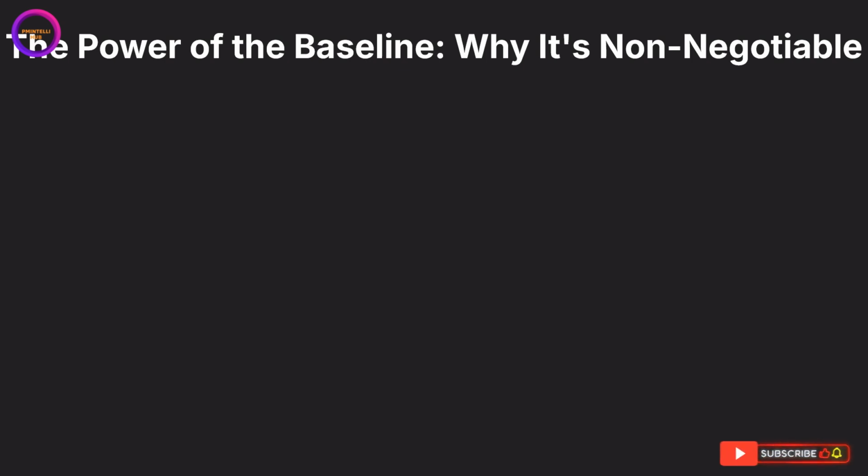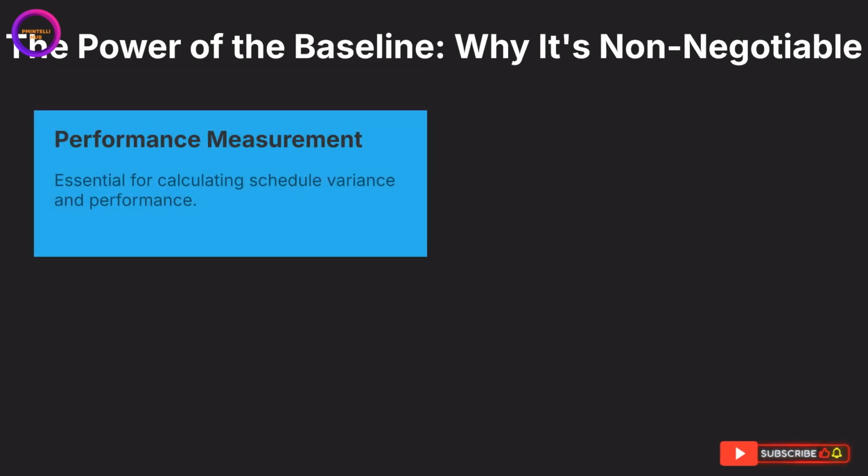First, performance measurement. This is the most direct benefit. The baseline is the yardstick against which we measure everything. It's essential for calculating schedule variance and performance indicators. Without a fixed baseline, you can't objectively say if you're ahead of schedule, behind schedule, or on track. It turns subjective feelings about progress into concrete data.